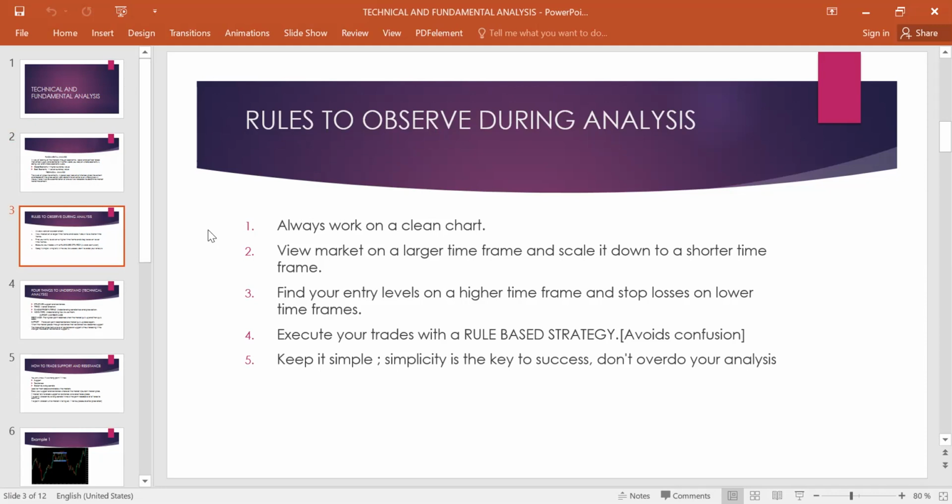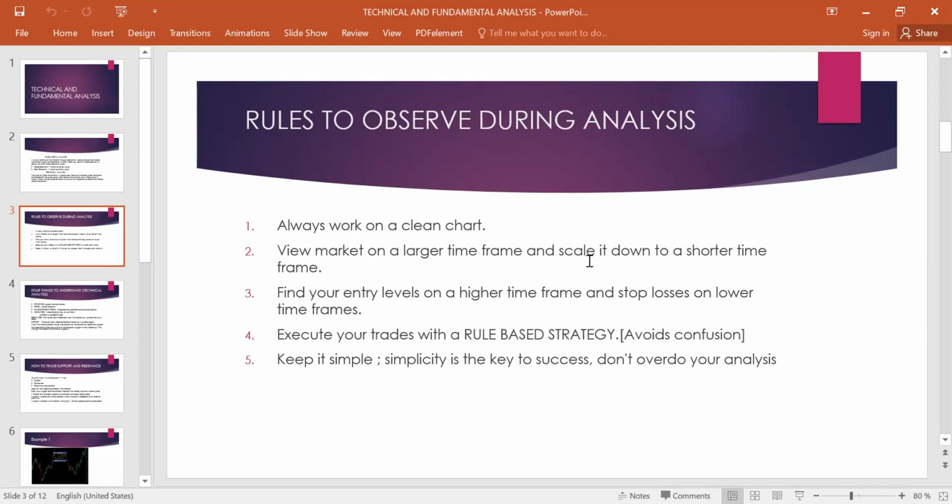are moving. You need to view the market on a larger time frame and scale it down to a shorter time frame. It's usually advisable that whenever you're doing your analysis, you start from the larger time frame so that you can have a picture of where the market is headed, or you can confirm the market trend. For you to confirm the market trend, you need to look at it from a monthly level, narrow it down to weekly level, then to daily level, then to the 4-hour, and maybe then you trade on the 1-hour time frame.